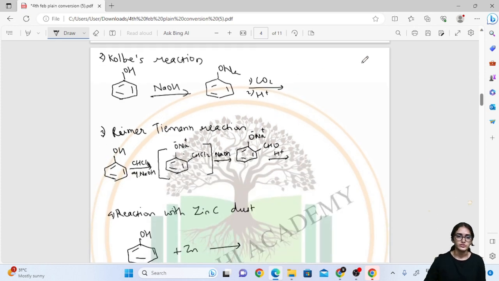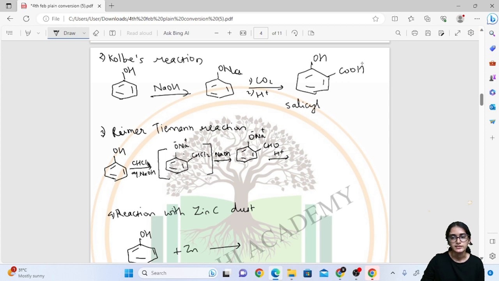Next is Kolbe's reaction. Kolbe's reaction is basically about the preparation of salicylic acid. So here we first prepare sodium phenoxide ion, that is we take phenol plus sodium hydroxide to get this sodium phenoxide ion. When it is further treated with carbon dioxide and H+, that is acid, we will get OH and COOH. The IUPAC name will be orthohydroxybenzoic acid and common name is salicylic acid.